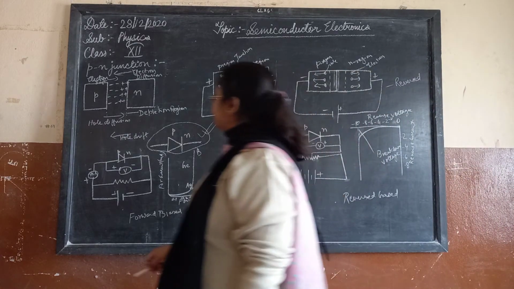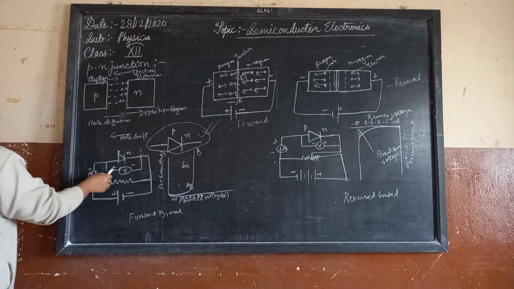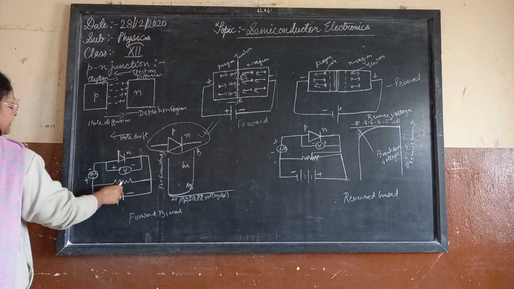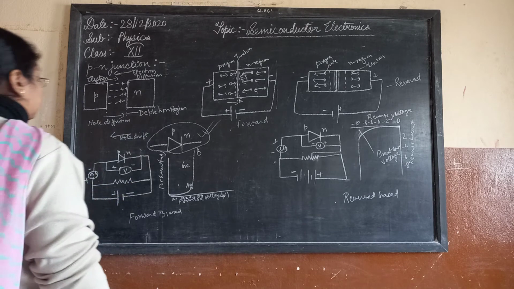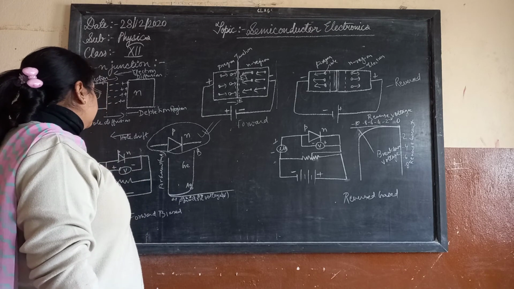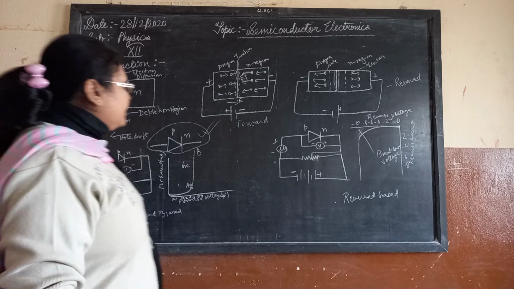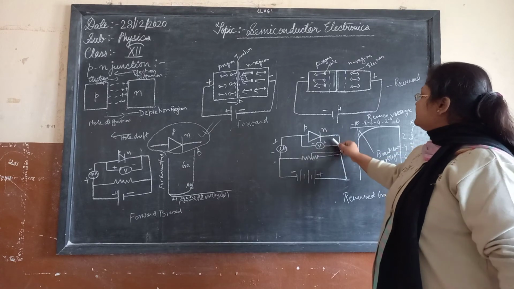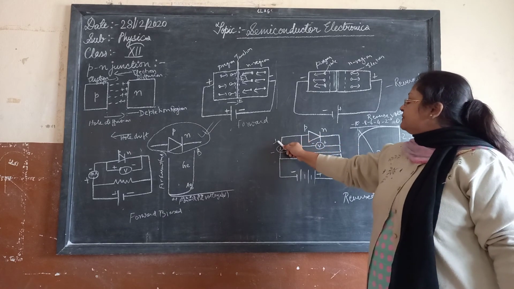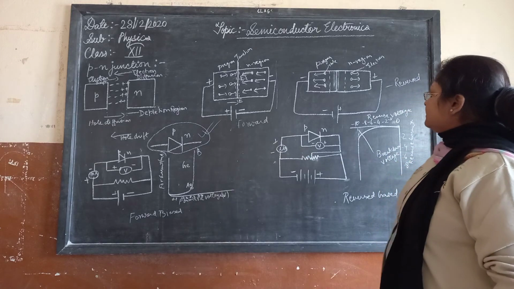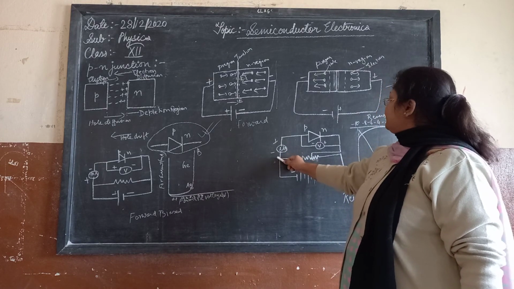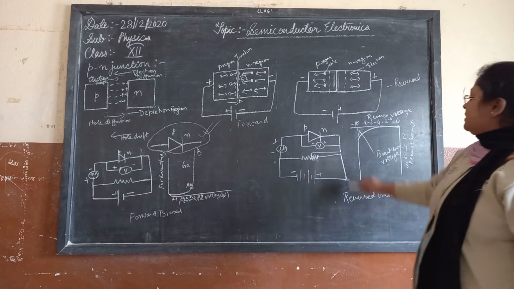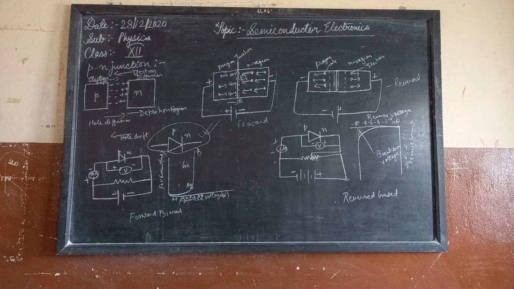In this biasing, the PN junction is connected with the voltmeter with positive terminal and negative terminal, then the micrometer, then the rheostat, and then the battery is connected here. This is the forward bias condition: P is connected with P and N is connected with N. But in the reverse bias condition, P is connected with the negative terminal and N is connected with the positive terminal, and the negative terminal of the voltmeter is connected with the rheostat and then the battery. This is the reverse bias condition.